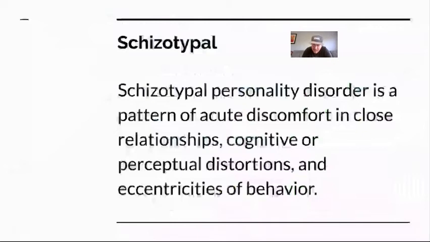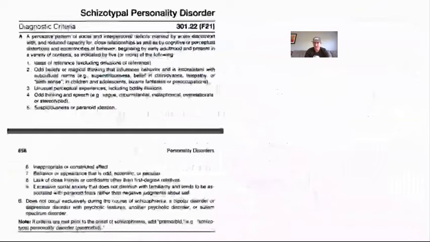Schizotypal, not schizoid. Schizotypal is a pattern of acute discomfort in close relationships as well, with cognitive and perceptual distortions and eccentricities of behavior. This is one: ideas of reference. We talked about that last week when we talked about schizophrenia, where you think everything's about you. You have this superstitiousness, beliefs that things are going on. You have bodily illusions, perceptual experiences, suspiciousness, paranoid ideation, right? Inappropriate and constricted affect, eccentric.